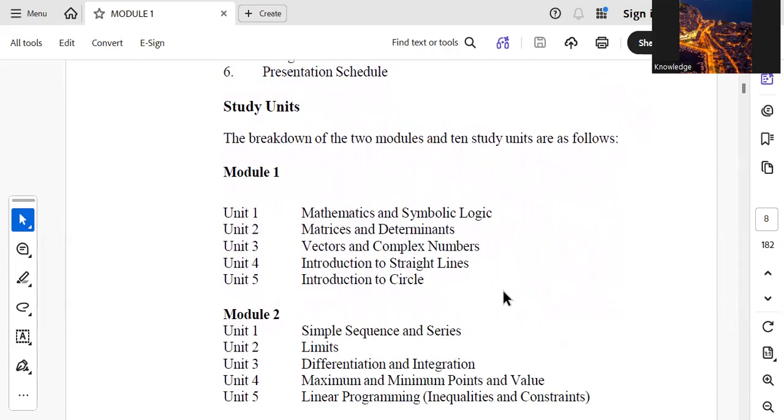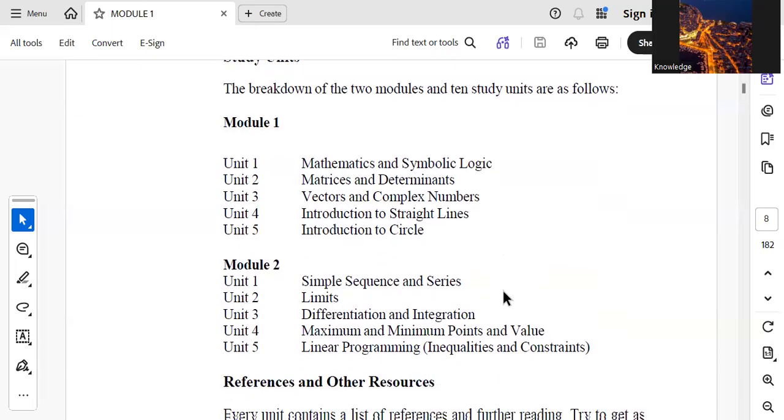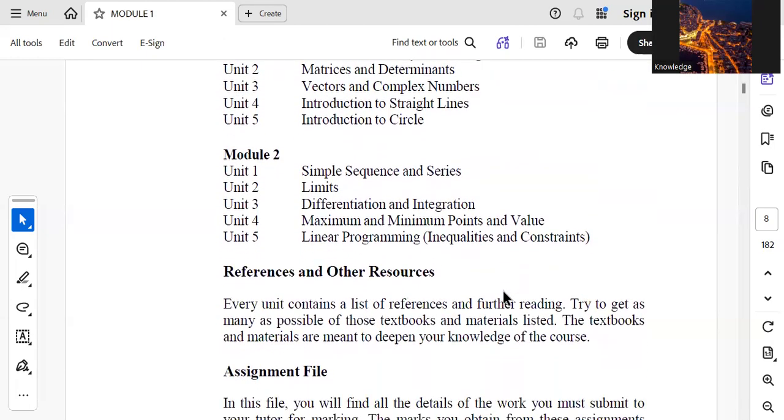The study units, we have 10 of them, divided into two modules. In module 1, we have 5 units. In unit 1, you will learn about mathematics and symbolic logic. In unit 2, matrices and determinants. In unit 3, vectors and complex numbers. In unit 4, introduction to straight lines. Unit 5, introduction to circle. That brings us to the end of module 1.